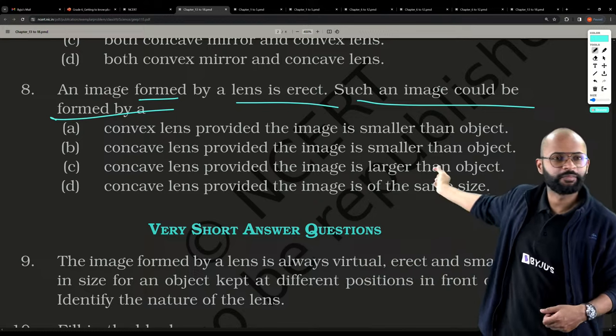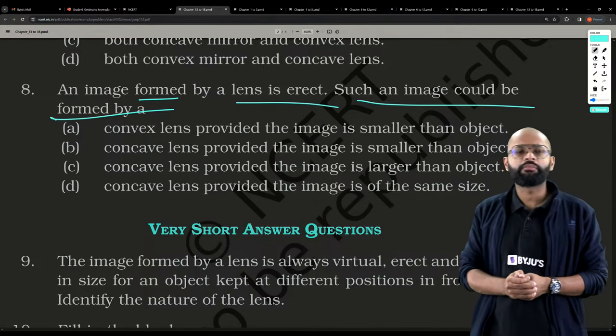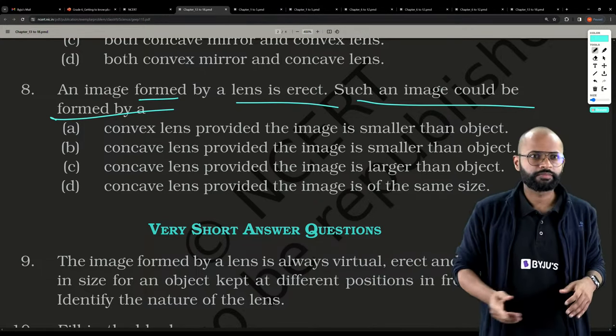Good question. Yes, what is diminished mirror? Child, the mirror is not diminished, the image is diminished.